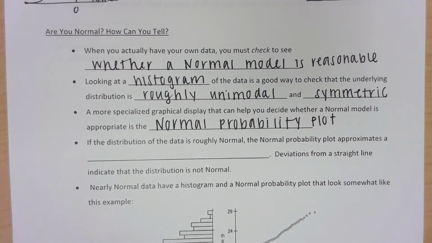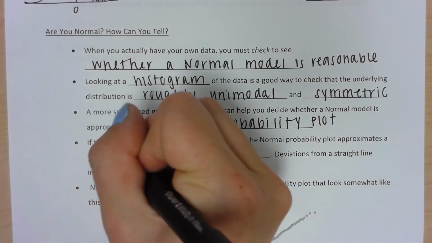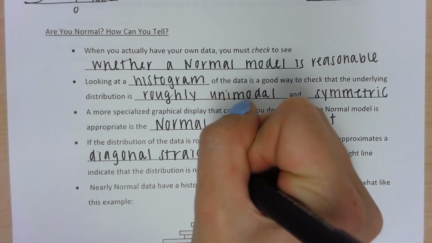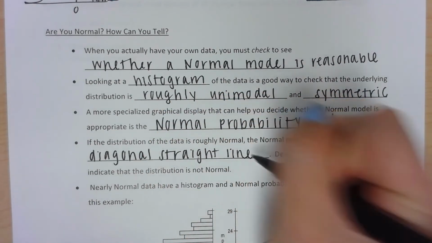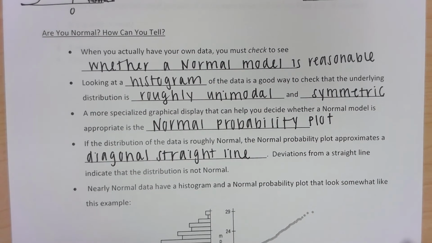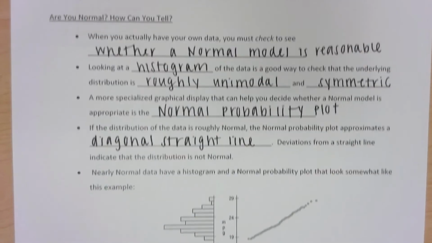If the distribution of the data is roughly normal, the normal probability plot approximates a diagonal straight line. If your normal probability plot shows this straight line, then it means that your distribution is normal. Any deviations away from that straight line show that it is not normal.